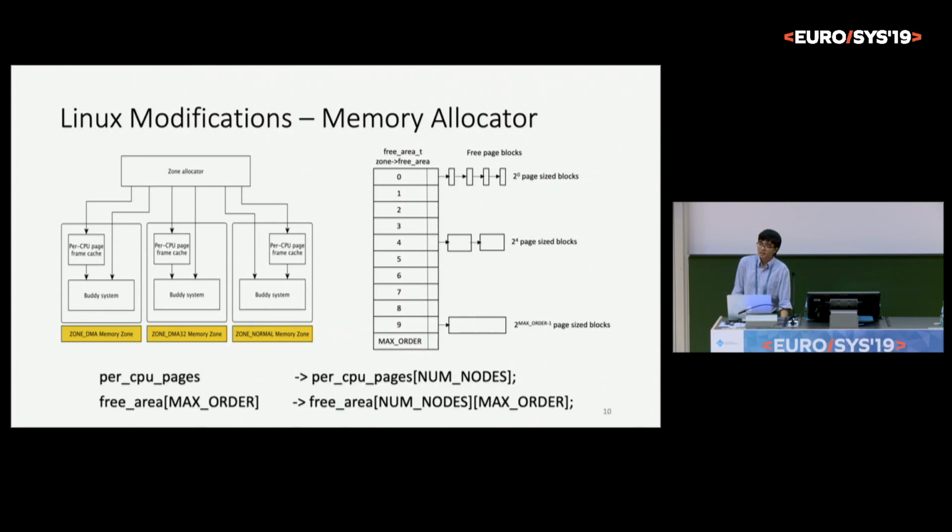XPV partitions the per CPU page cache and the buddy system by the number of physical nodes. So in a normal NUMA system, the buddy allocator first searches for a node and then a zone in a node. With XPV, it searches for a zone first and then a node embedded in the zone. So with this, the application can specify the NUMA policy it wants to use. The OS will respect the NUMA policy.